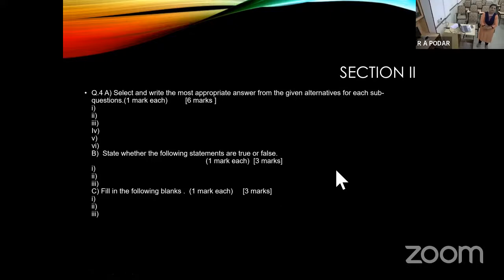Section 2, this is the paper pattern. Question number 4 is the same as question paper 1. Question 4A has MCQ questions, 6 marks. All the questions are compulsory. Three true, false, and yes, ma'am has also mentioned, don't write T and F here, because if you write T and F, you will get 0 marks there.